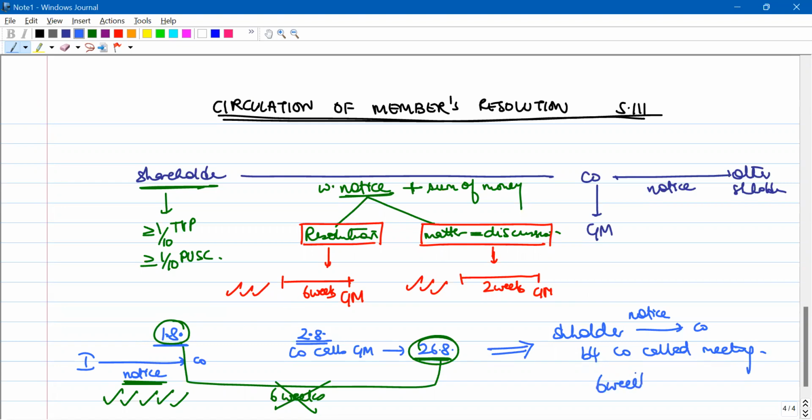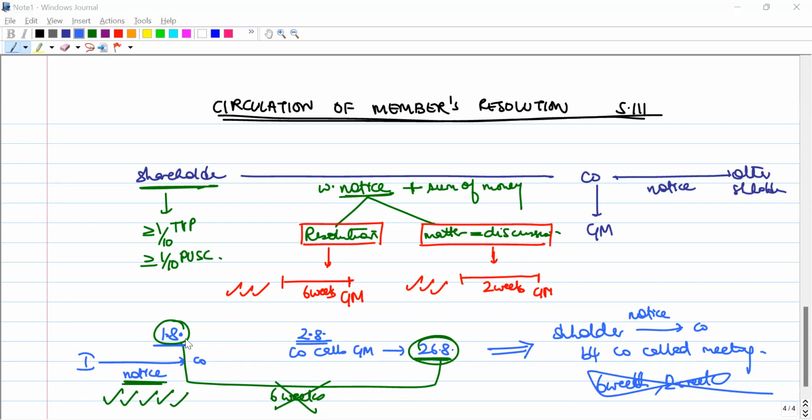In that case, the 6 weeks criteria, the 2 weeks criteria and all become irrelevant. Understood? If the shareholder gave a notice to the company even before the company could have called the meeting, we will assume that the 6 weeks and 2 weeks criteria has been fulfilled. Even though the time gap is actually less than 6 weeks, it doesn't matter. The notice will still be valid because the notice was given even before the company could have called the meeting. All right.